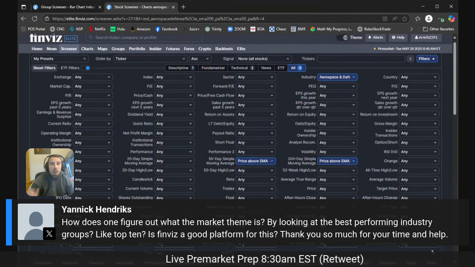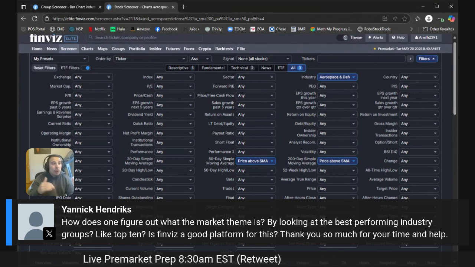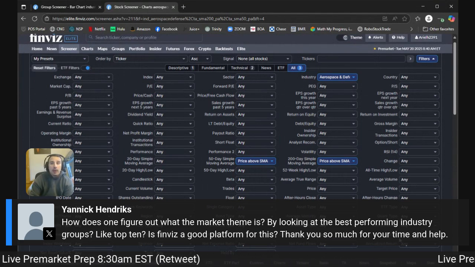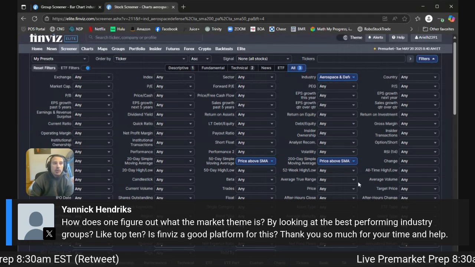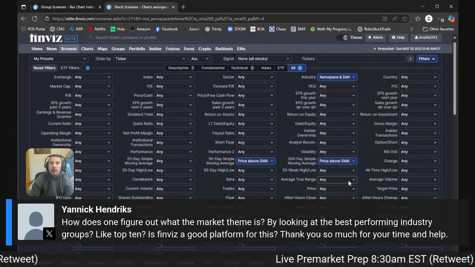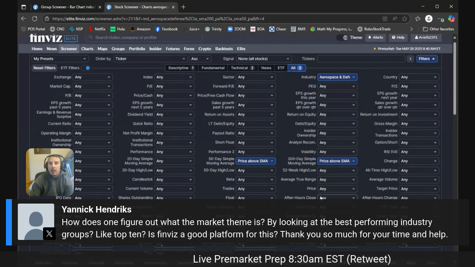So I want to shorten up, because you could go group by group, like the best groups in the market. And that's why I was showing the group yesterday how to make a scanner, because it'll pull up a bunch of great names without you having to do this.